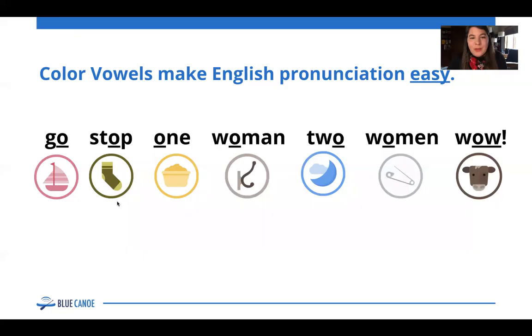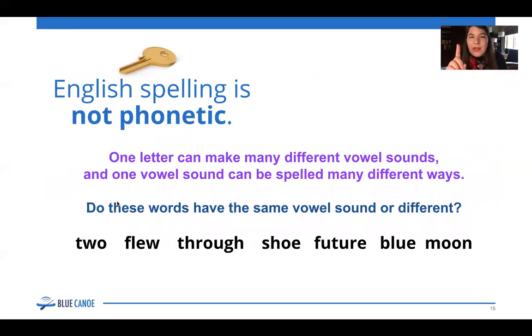Okay. So remember, one vowel letter can have several different sounds. One letter can make many different vowel sounds, and the opposite. Pay attention. One vowel sound, like ooh or e, can be spelled many different ways. Do these words have the same vowel sound or different? I'm not going to say them yet. Look at these words. What do you think? Do you think they're the same or different?